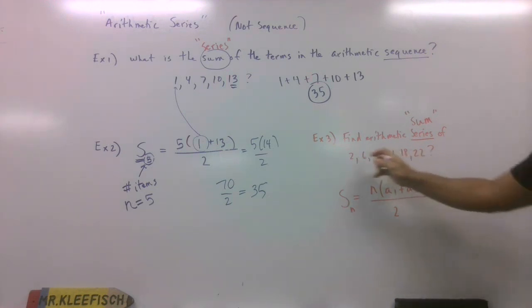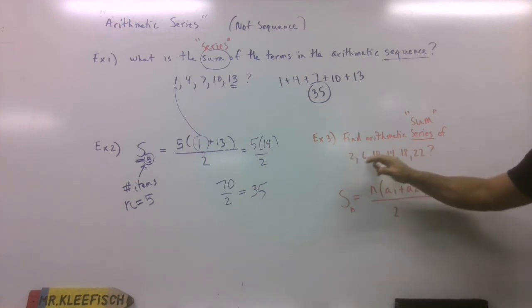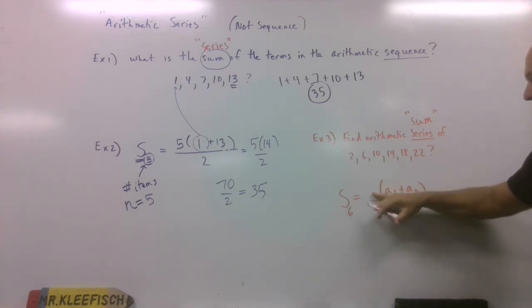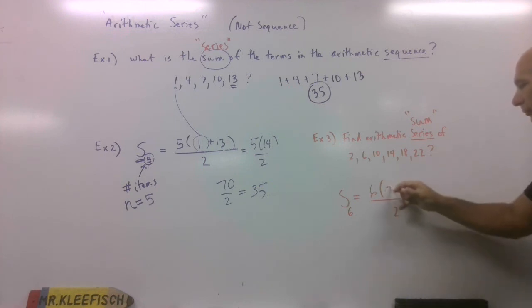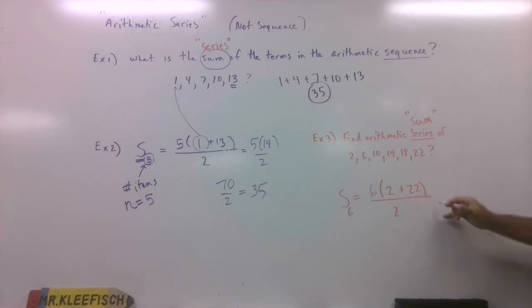Now, I'm not going to add these up by hand. I'm just going to throw this in there. 1, 2, 3, 4, 5, 6. So that's 6, which tells me n is 6. My first term is a 2. My last term is a 22. And then I just do the math. That's 6 times 24 divided by 2. Now I'm going to divide this and make that 3, and that would be 72.